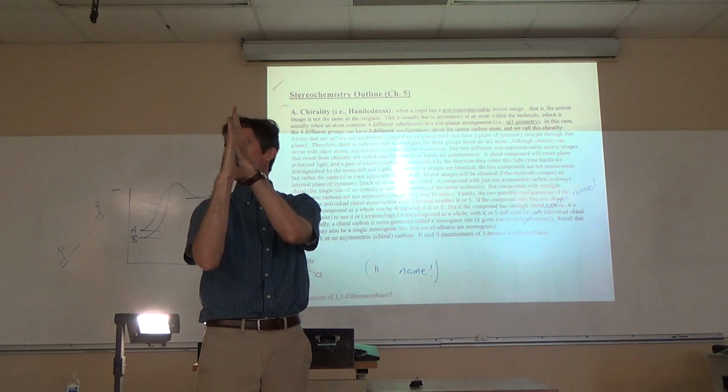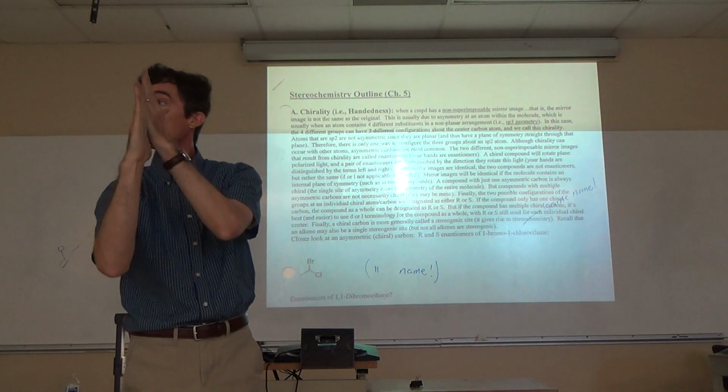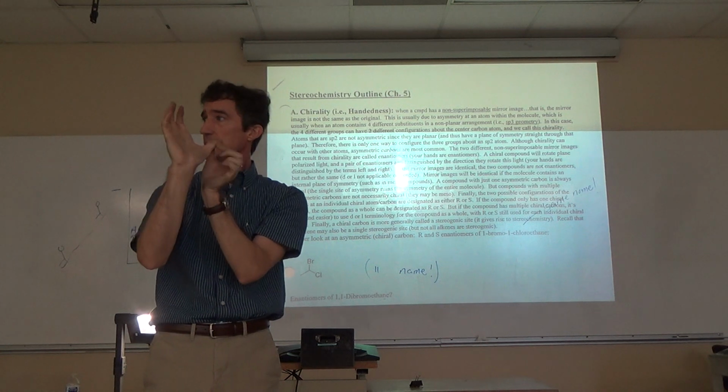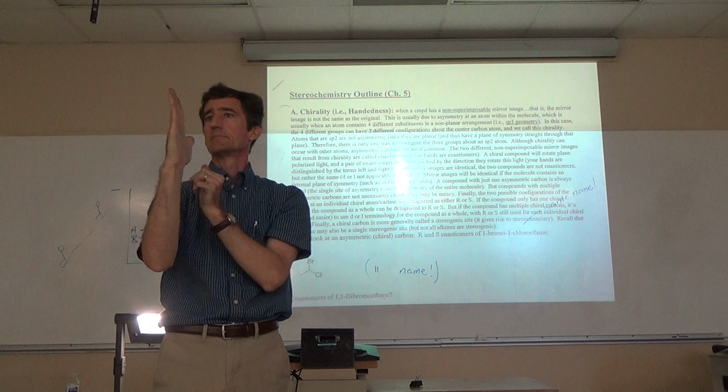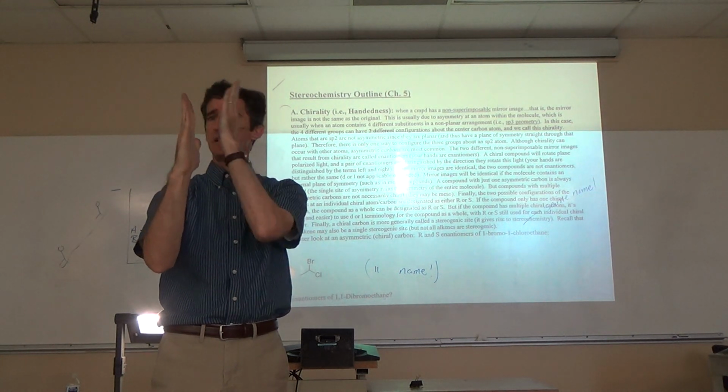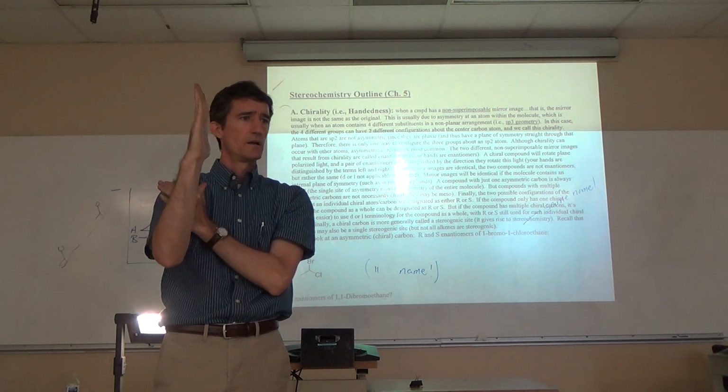Just like half a thumb on one side, half a thumb on the other. Half a thumb can be half a mirror and half a thumb. Half a finger on one side, half a finger on the other. Is that a plane of symmetry right through there? Yes.